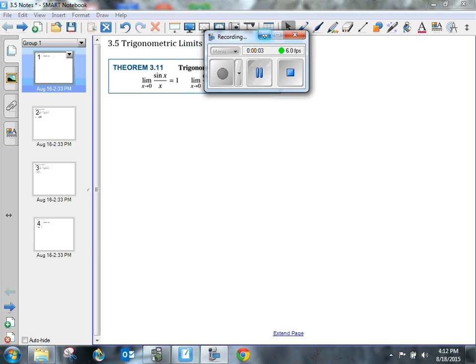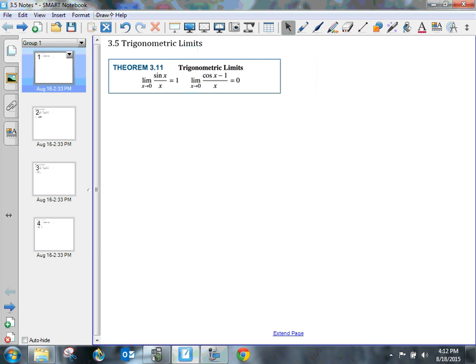The following is a video over 3.5 trigonometric limits. Because we are studying limits, we want to make sure that we hit the trig limits, but we had to go a little bit out of sequence. But the important thing in this section is theorem 3.11, and these are trigonometric limits. And these are kind of some special cases when it comes to limits.